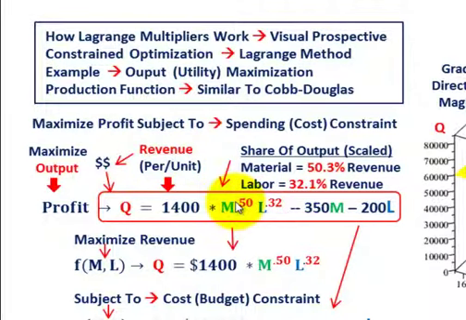So that's our revenue portion, but then our spending, our cost constraint, is shown over here. We've got a certain dollar amount for material, less a certain dollar amount for labor, and this is all on a per unit basis.